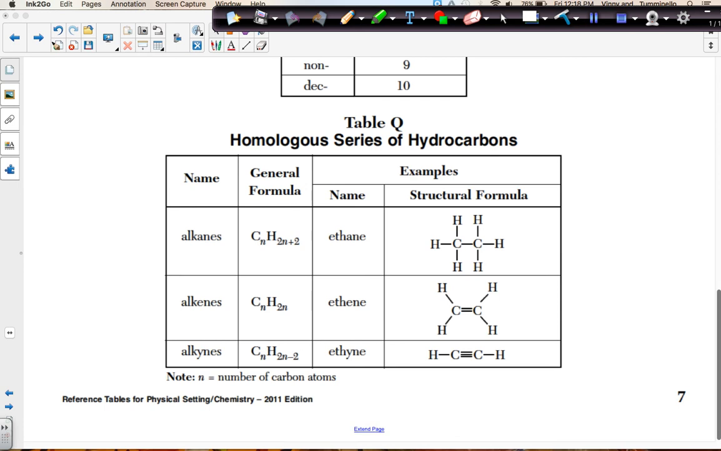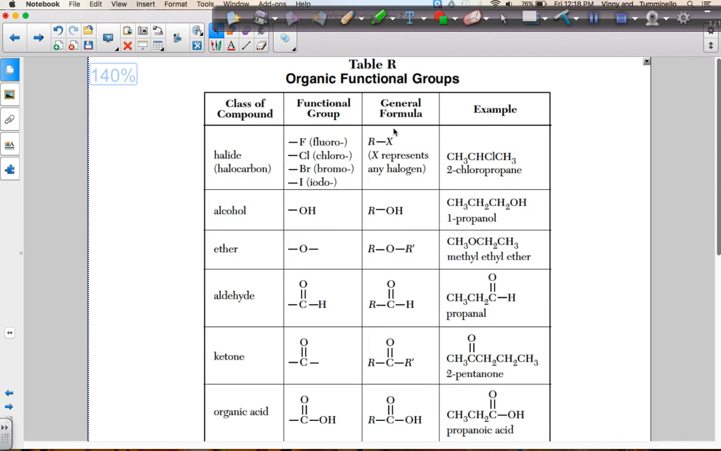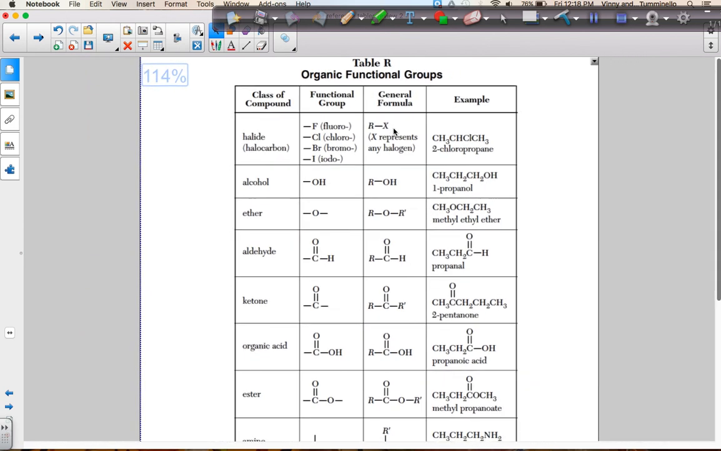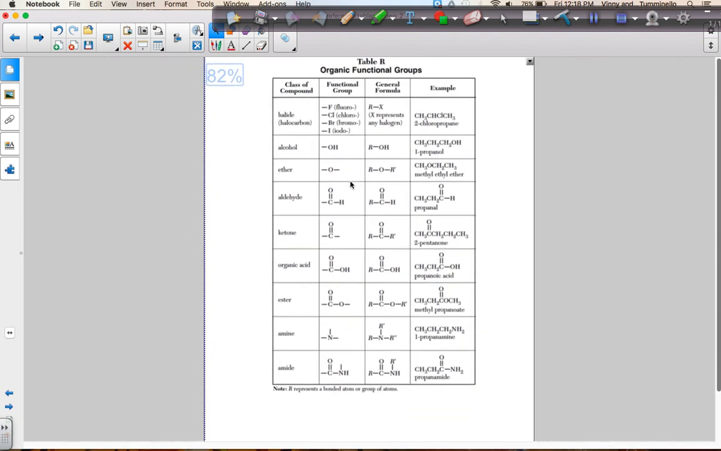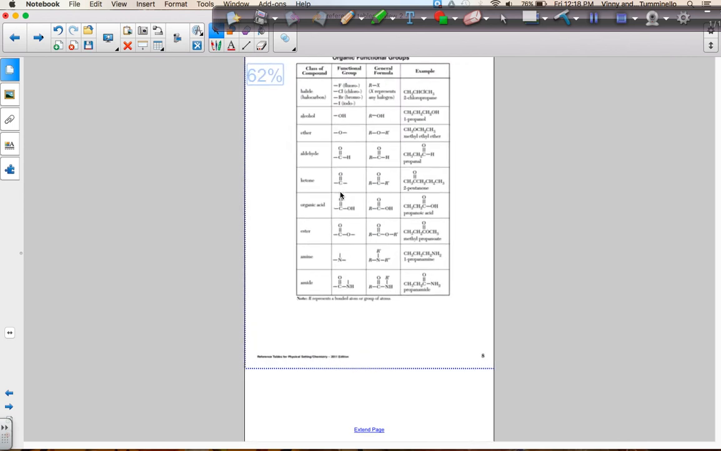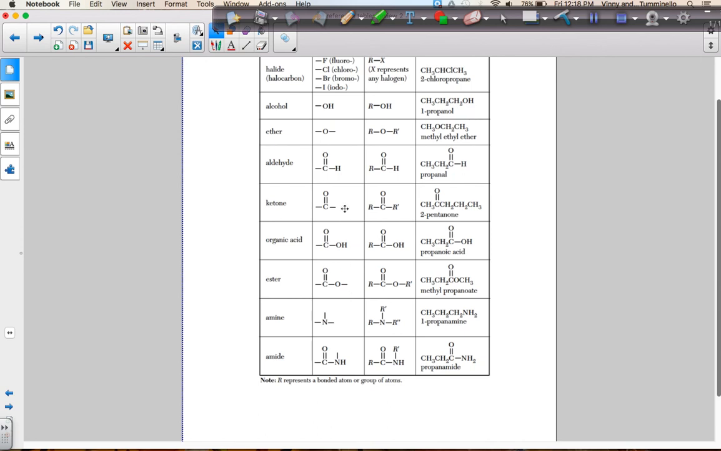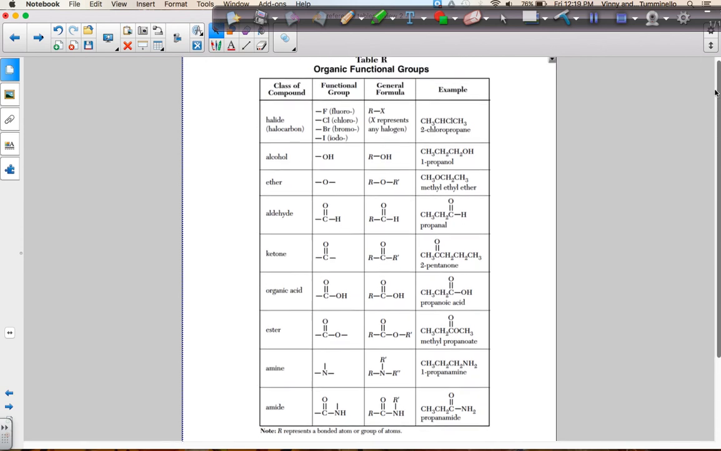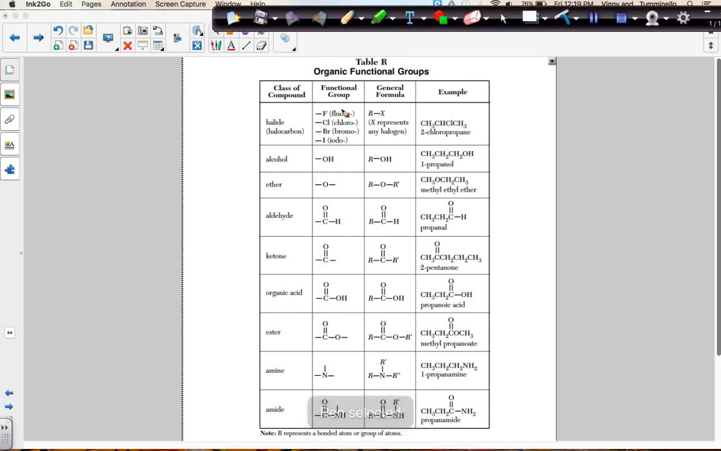Moving on to table R. Table R is our table of functional groups, and we're going to use table R in order to try to determine what kind of compound we have when it's not just a hydrocarbon. So hydrocarbons, which were on the table before, have just hydrogens and carbons, as the name suggests, whereas these compounds with the organic functional groups have other elements besides hydrogen and besides carbon.